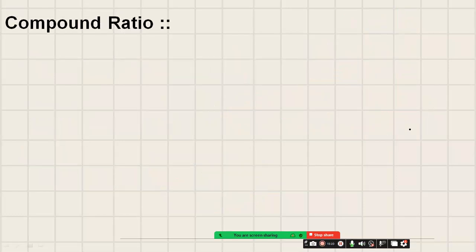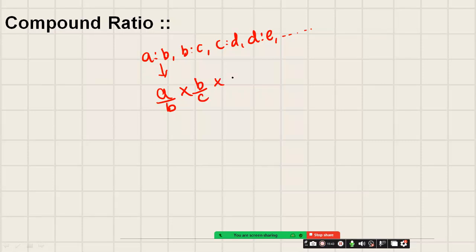Coming to the next formula, guys: compound ratio. For example, A is to B, B is to C, C is to D, D is to E. Find out the compound ratio. Already you know, guys, A is to B can be written as A by B, into B is to C written as B by C, next C by D into D by E, and so on.